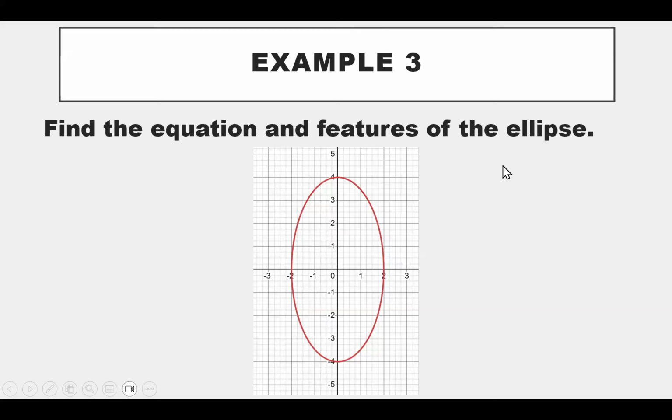Let's do another example like that. In this example, it says find the equation and the features of this ellipse. We're centered at the origin. We've gone out 2 units in the x direction both ways, and up and down 4 units in the y direction both ways. Go ahead and push pause on the video and try to find the equation and the features for this ellipse.